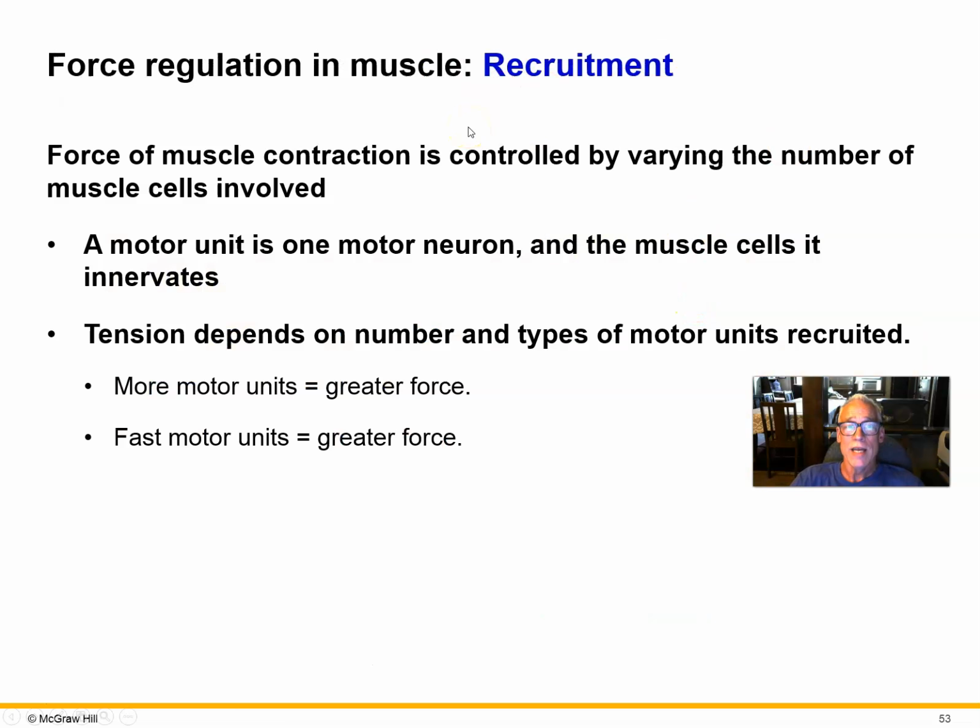The way we actually regulate the tension as desired in a muscle contraction is by what's called recruitment. We vary the number of muscle cells involved in the contraction. A low tension contraction just involves fewer muscle cells within the muscle. Muscle cells scattered throughout the muscle will be contracting, but if we need more tension, we'll activate more muscle cells throughout the muscle, and we'll get more force therefore.